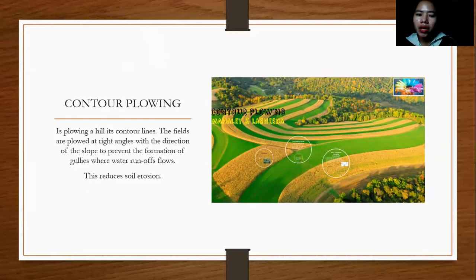Contour plowing. Plowing hills along its contour lines, the field is plowed at right angles with the direction of the slope to prevent the formation of gullies where water runoff flows. So this also reduces the soil erosion. So may gullies, kanang murag mahibuhatan gud siya agianan sa tubig. So morning reason nganong lailahi og lines. Base kan sa picture, ay ato sa pikas, ay adto diri in different angles.